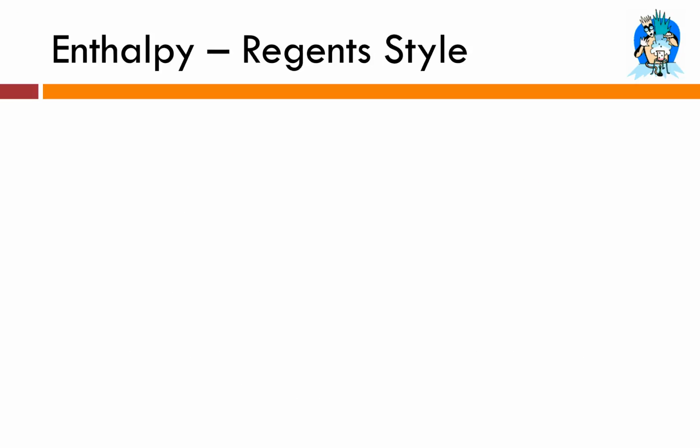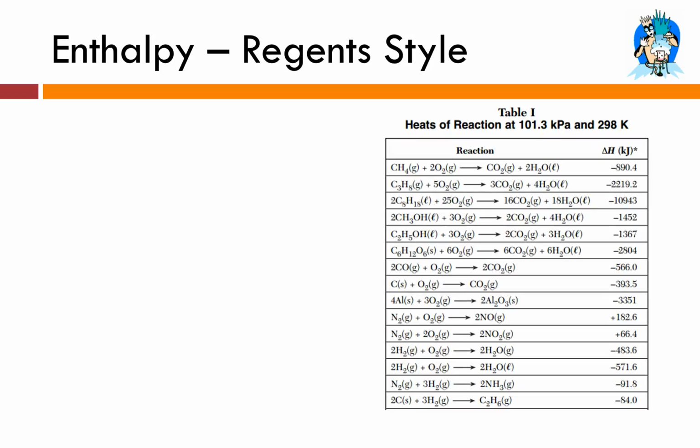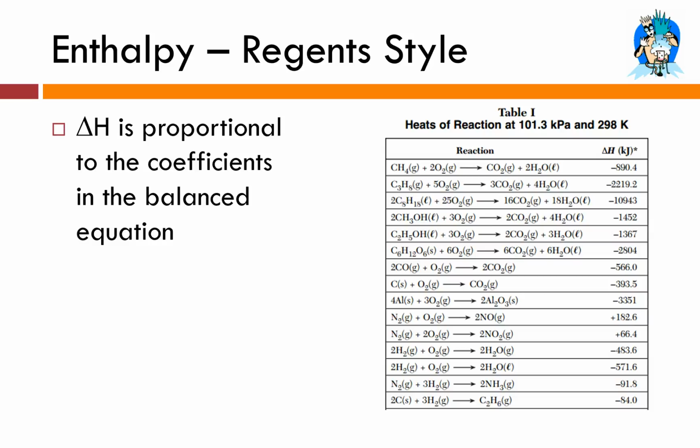So let's talk a little bit about what the New York State Regents exam is going to expect from you as far as enthalpy is concerned. In a typical fashion, New York State has set the bar low. They're really concerned with can you read, not can you do chemistry. So they've given you table I, and I have a fraction, or some portion of table I here. So this is our heats of reaction, delta H values at 101.3 kPa and 298 K. So 1 atmosphere pressure and about room temperature, 25 Celsius.